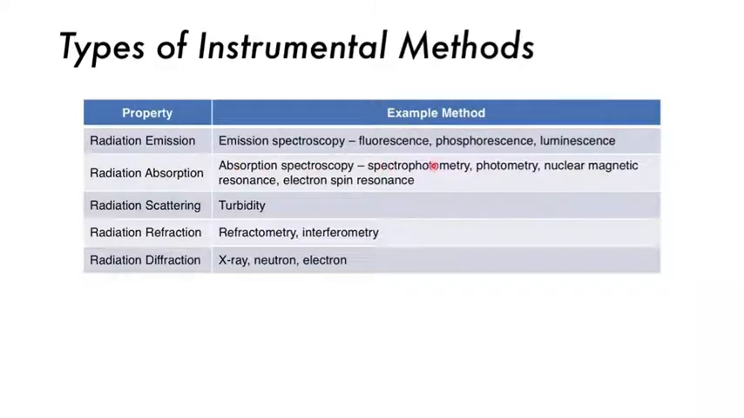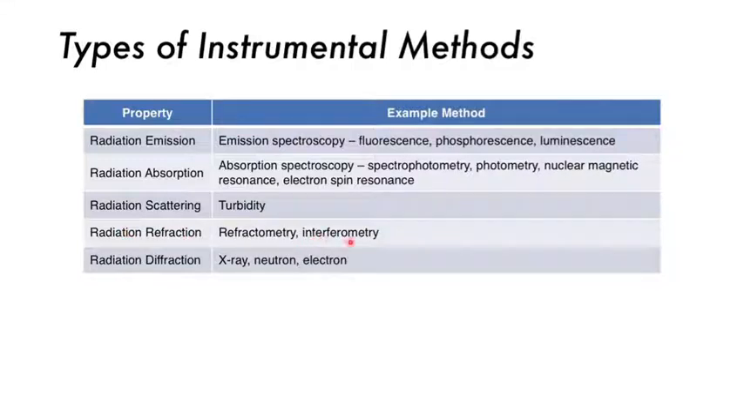Absorption spectroscopy, so we have spectrophotometry, we have photometry, we have nuclear magnetic resonance, NMR, and we have ESR, electron spin resonance. Radiation scattering, this is turbidity. This is useful in finding the size of particles. So in cosmetics, this is quite important to find the size of the nanoparticles which are dispersed. A lot of cosmetics now use finely dispersed moisturizers in a suspension of a gel or a cream. So they need to find out if everything is uniformly dispersed so that the customer is happiest.